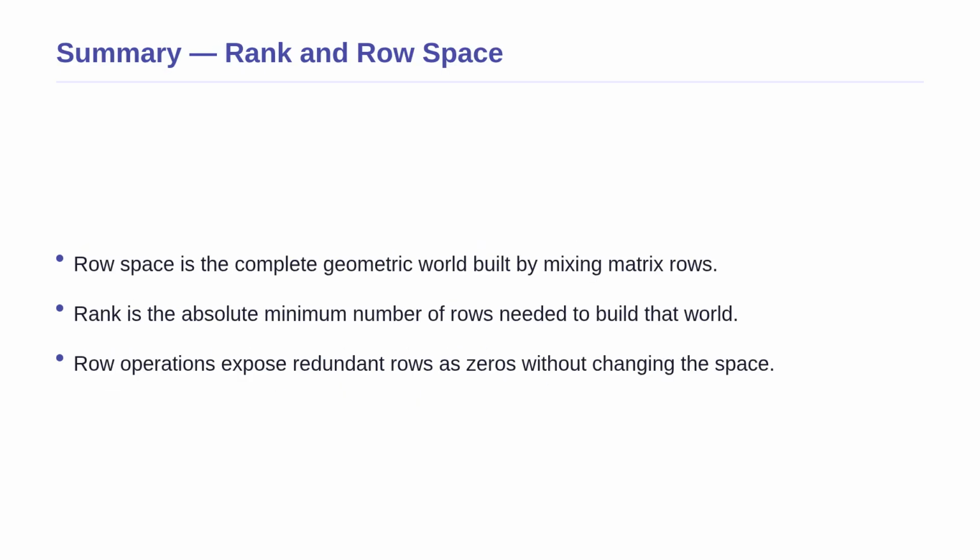We have covered a lot of ground today, so let us reinforce the three most important ideas. First, the row space is the complete geometric world you can build by mixing the rows of a matrix together. Second, the rank is the absolute minimum number of independent rows you need to build that world. Finally, by using row operations to simplify a matrix into a staircase shape, we easily expose the redundant rows as zeros, revealing the true mathematical footprint of the data. You now have a solid understanding of rank and row space. Great job!